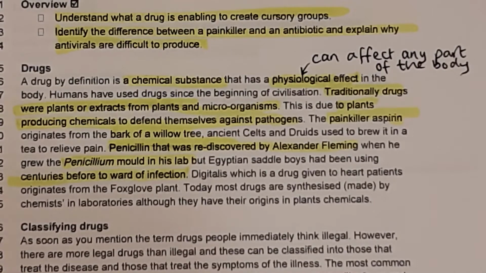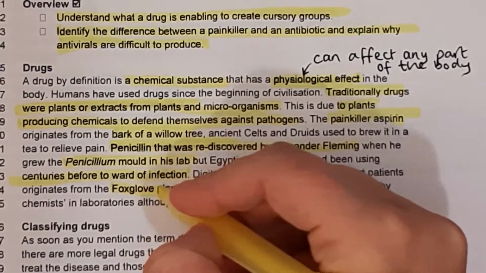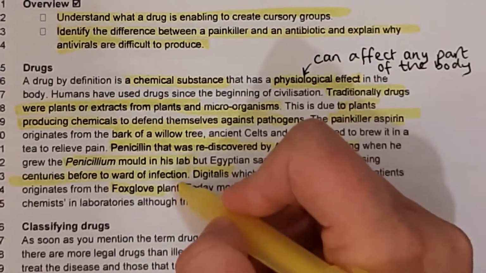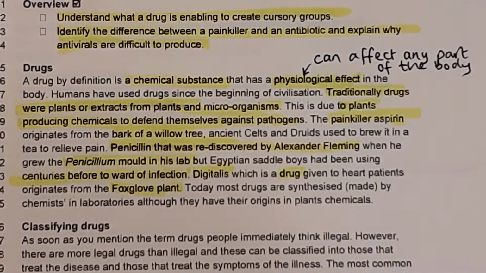Okay, so digitalis is a drug given to heart patients, and it originates from the foxglove plant. Now, the foxglove plant is known to be poisonous, and that's because this digitalis, which is the drug produced by the plant, can kill you.